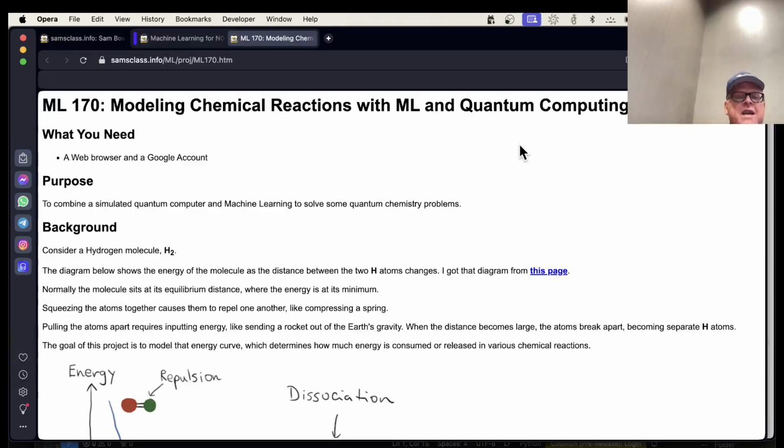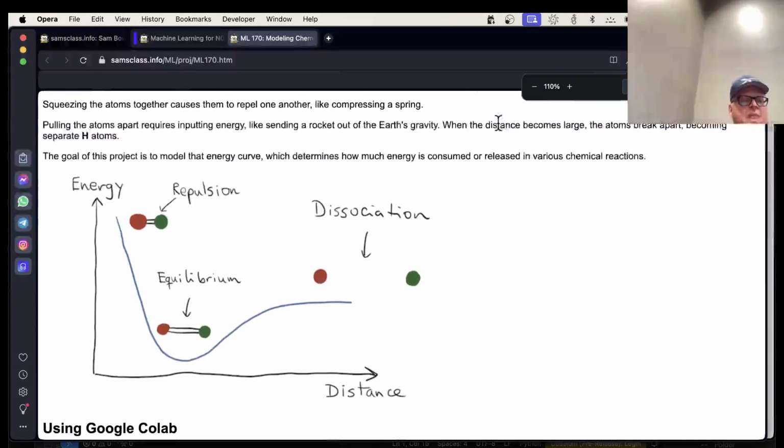I just realized, if you want to predict the energy state of chemical reactions, you can do it with machine learning and quantum computing together. And that's what happens here. So, consider hydrogen. Dihydrogen, H2, the molecule.